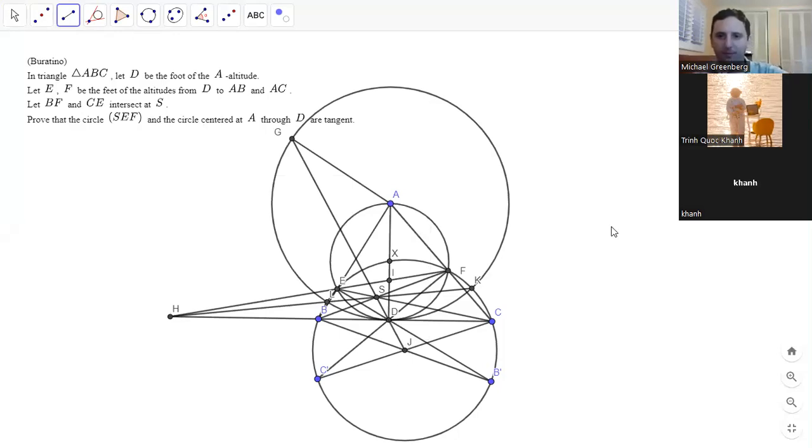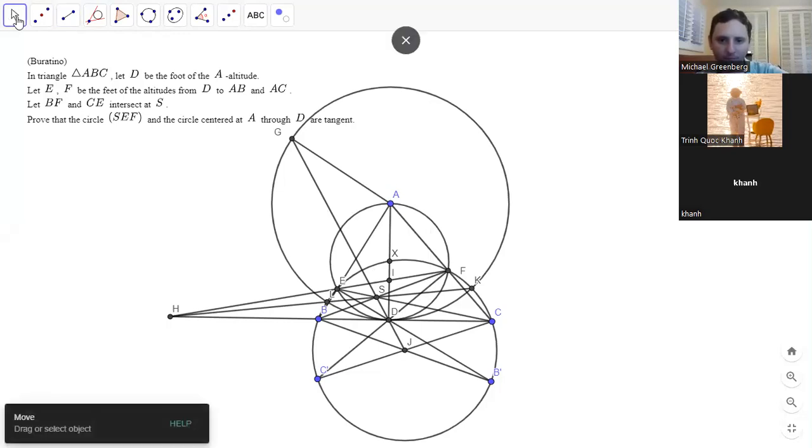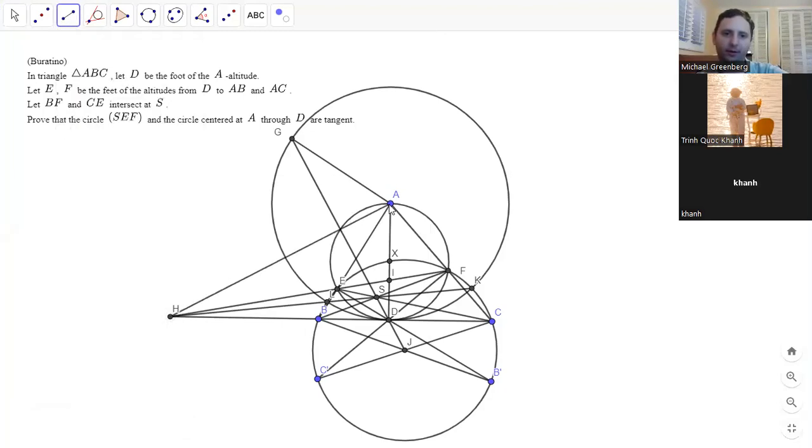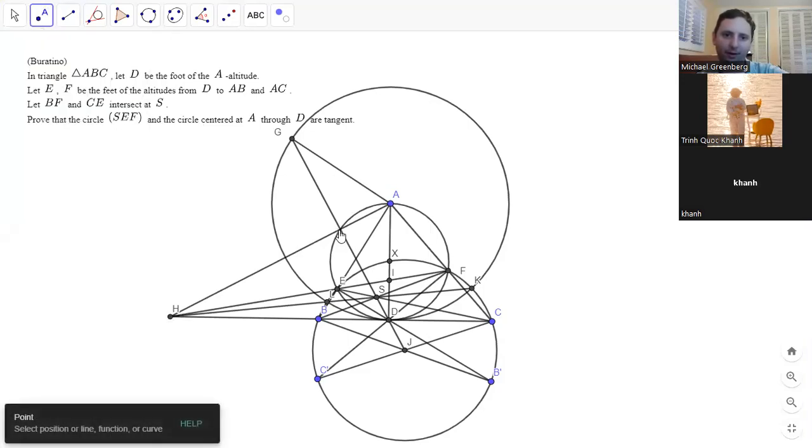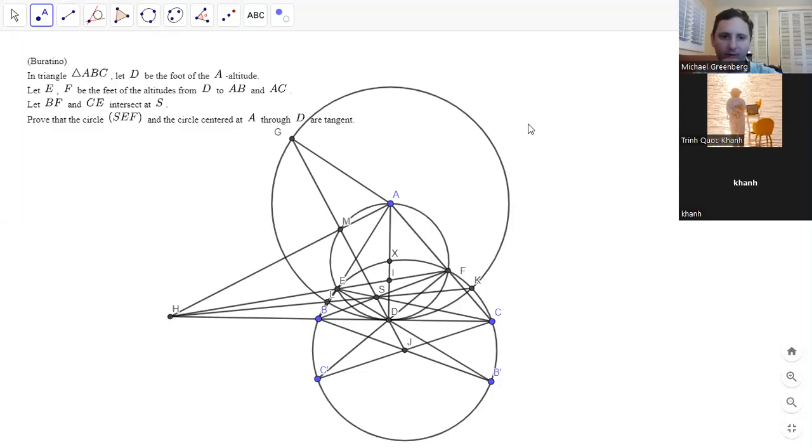And we can prove that BEFC is cyclic. So by the Brocard theorem, we have SJ is perpendicular to AH. So SJ is perpendicular to AH, so they intersect on this circle. And since AG is equal to AD, we must have HG is the tangent. Okay, I like that.